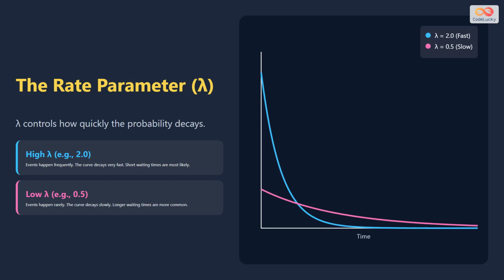The shape of the curve is entirely controlled by the parameter lambda. A high lambda means events happen quickly, so the probability drops off very fast, and you likely won't wait long. A low lambda means events happen rarely, so the curve stretches out, indicating a higher chance of longer waiting times.